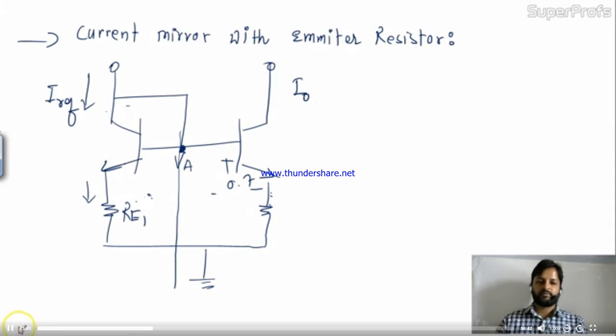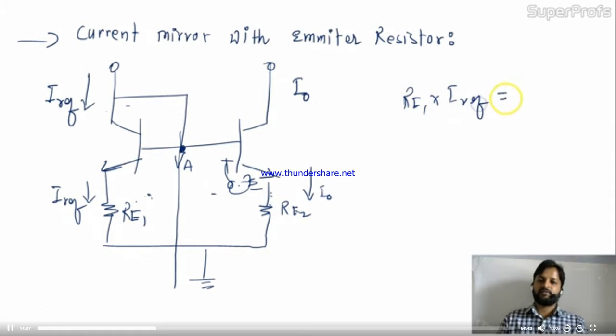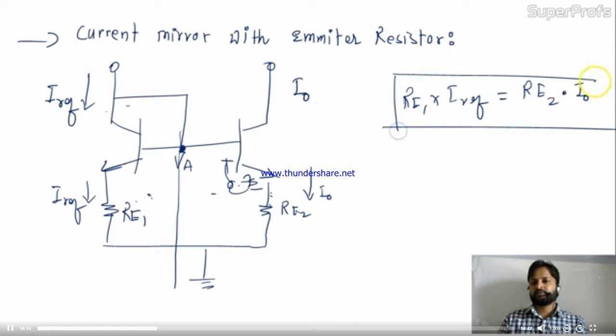Okay. Wait a minute. So 0.7, 0.7 are the same in both cases, so it will cancel out. Here the current is I reference. Here the resistor is RE2 and current is I node. The voltages are equal, meaning RE1 into I reference equals RE2 into I node. Correct? Like this. So this is the relation.